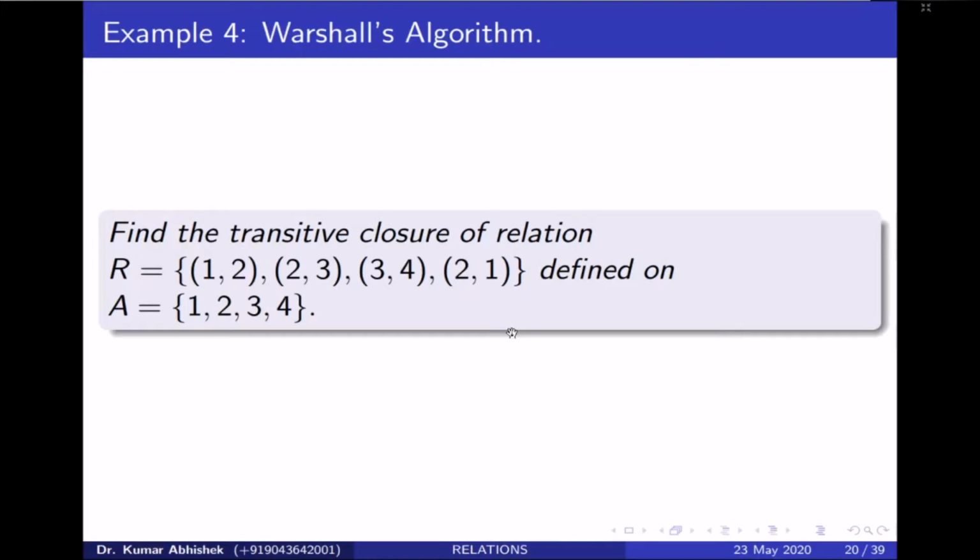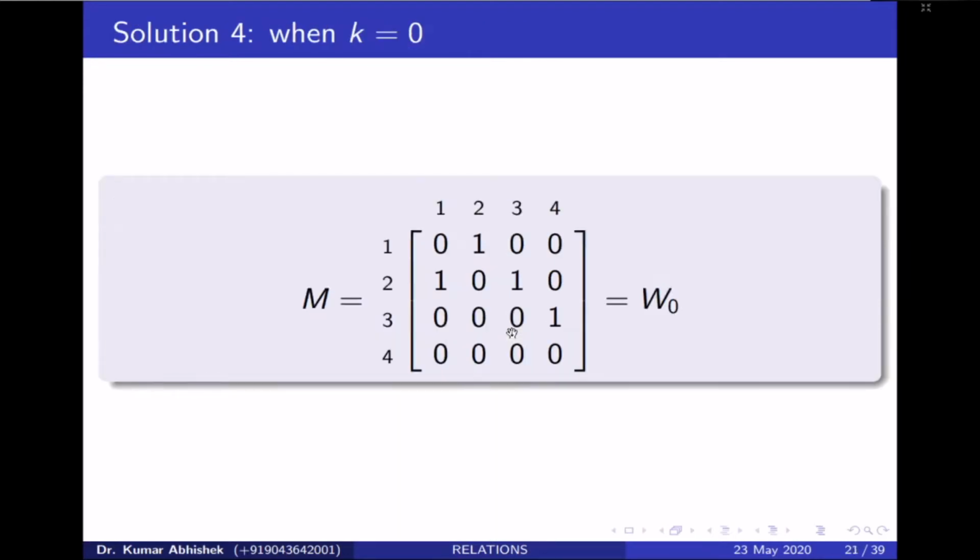We now proceed to apply the summary of Warshall's algorithm to example number 2. We have renamed it here as example number 4. So you can see the relation R is defined on the set 1, 2, 3, 4, and the first element is 1, 2, 2, 3. Then you have 3, 4, finally 2, 1. So we take the matrix M as the matrix obtained by the relation R, and we rename it as W naught.